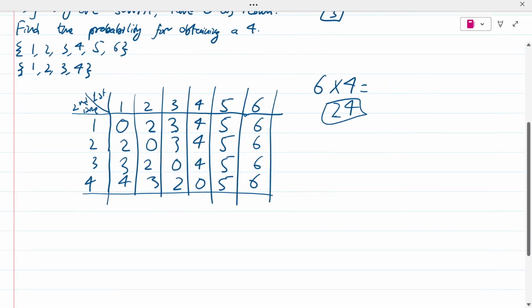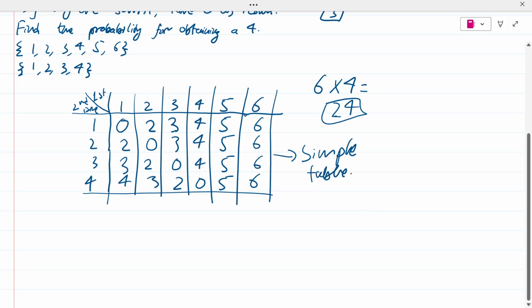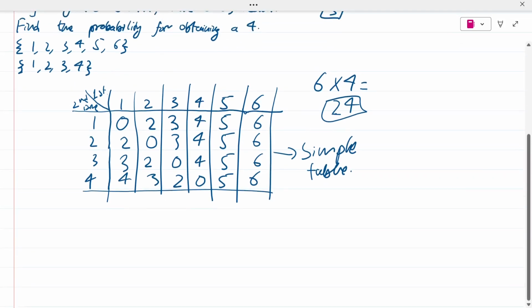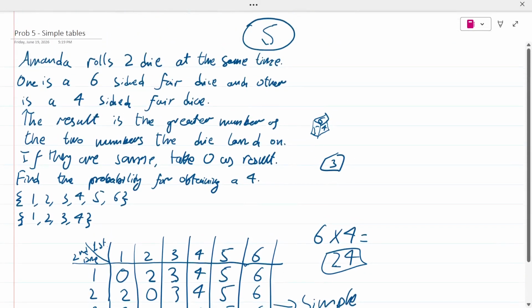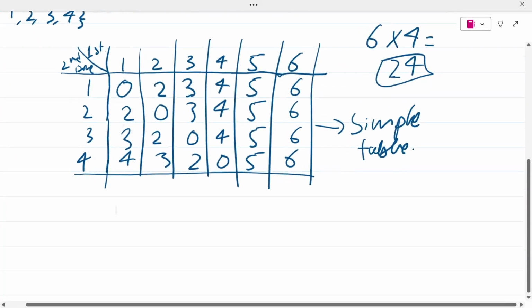This is your simple table. This is a technique which I was calling the simple table, because I didn't know what else to call it. This is a simple table, right? And this is going to be used for these kinds of questions where two things are happening at the same time.